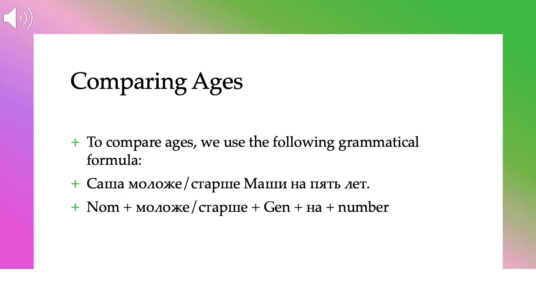Моложе younger, старше older, and then instead of saying than, we use the genitive. So Sasha моложе Маши, the genitive instead of than, and then на 5 лет. That's all there is to it.